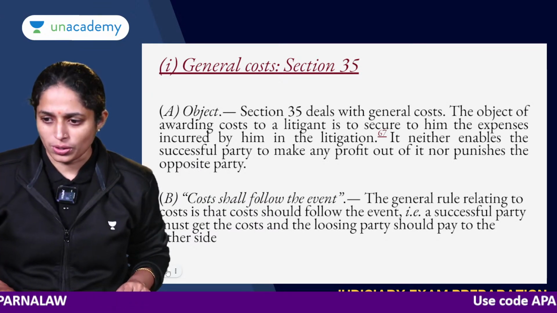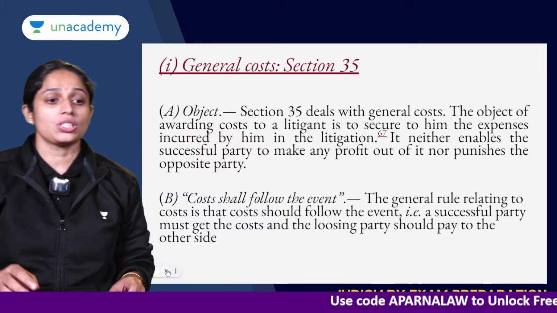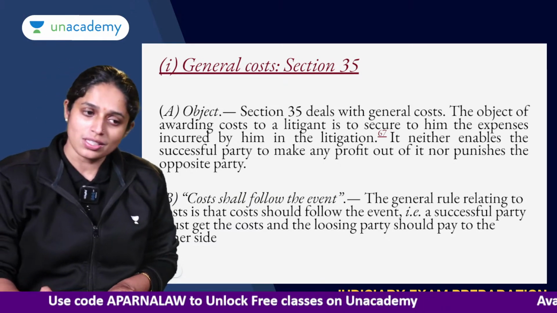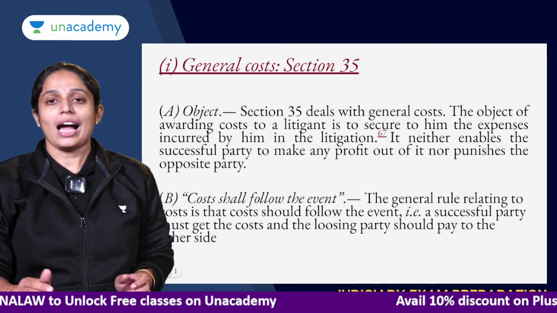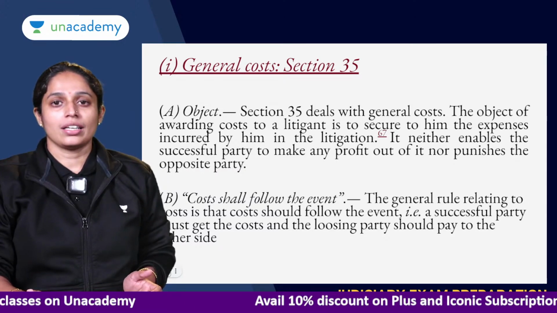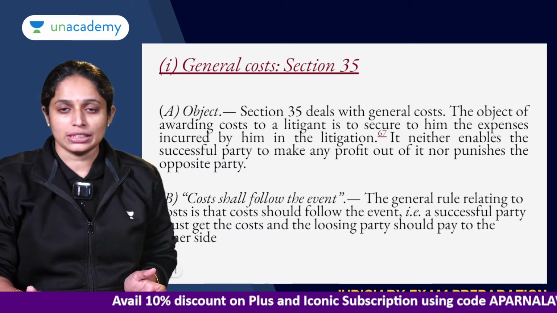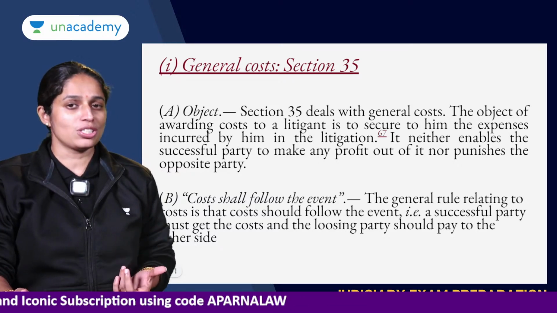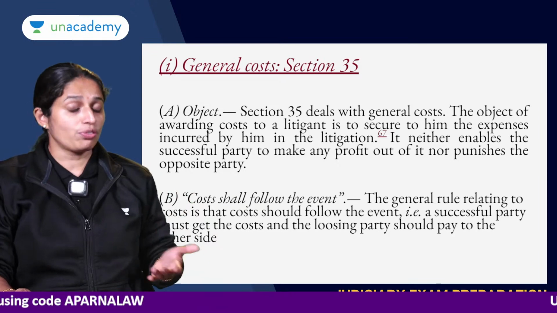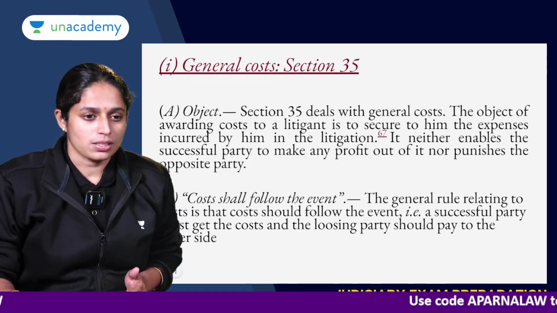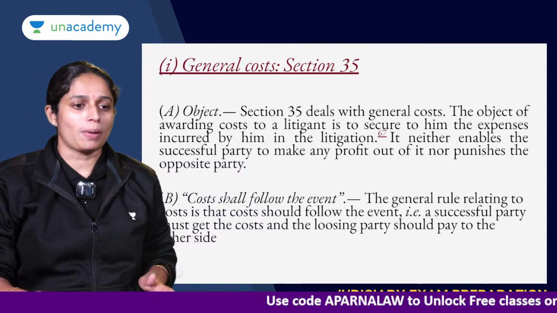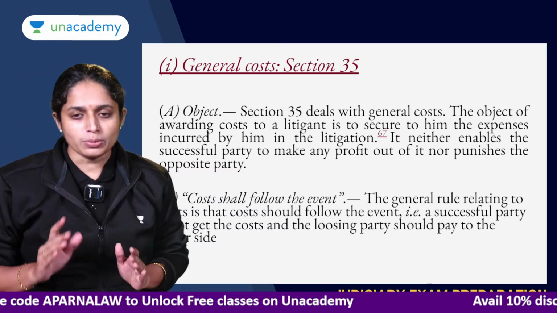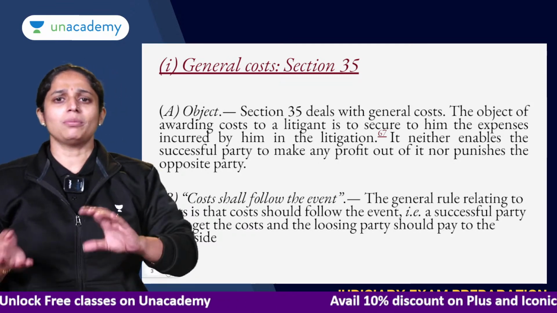So let us understand what a general cost is, because the object of general cost, Section 35 deals with the general cost. The object of awarding cost to a litigant is to secure to him the expenses incurred by him in the litigation. I am a litigant, I have filed a case, I have incurred certain expenses, maybe legal fees, postal charges, summons, photostat copies, for the pages. So different expenses, for the court fee, I have incurred certain expenses. So it neither enables the successful party to make any profit out of it, nor punishes the opposite party. The sole object of awarding cost is nothing but reimbursement.